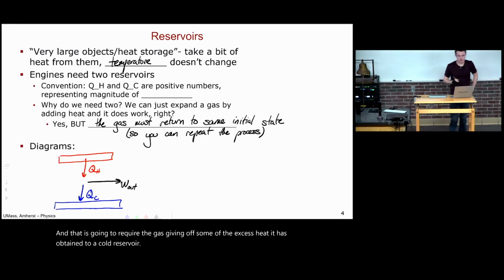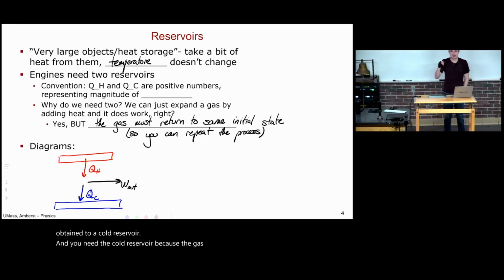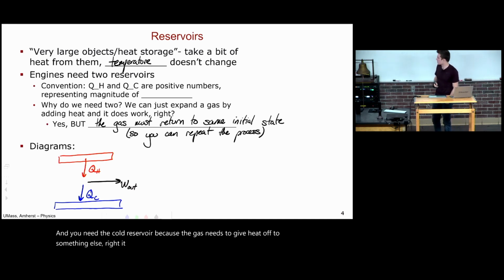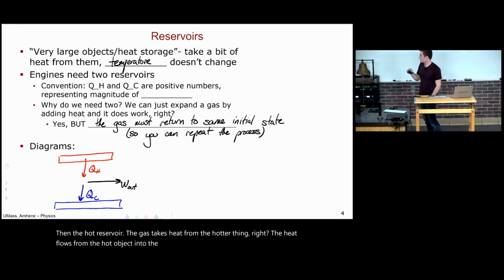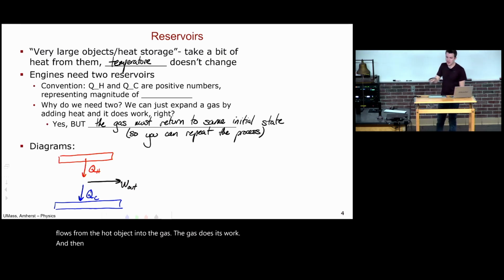And you need the cold reservoir because the gas needs to give heat off to something else. Right? It needs to be a lower temperature than the hot reservoir. The gas takes heat from the hotter thing, right? The heat flows from the hot object into the gas. The gas does its work, and then the gas is reset back to its initial position by some processes where it expels excess heat to the cold reservoir.